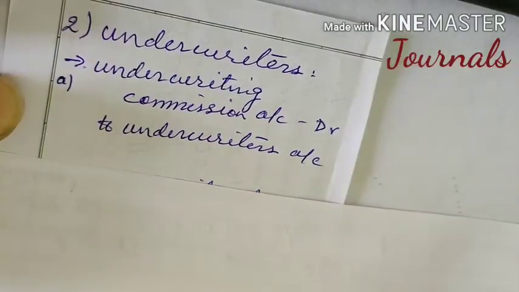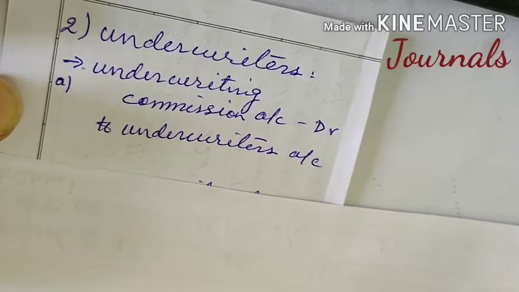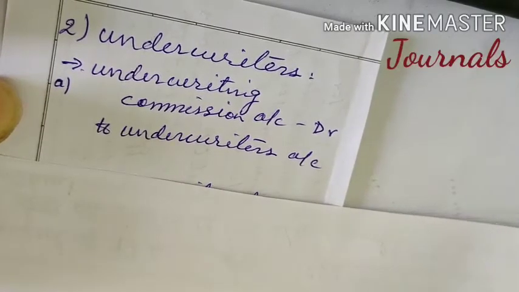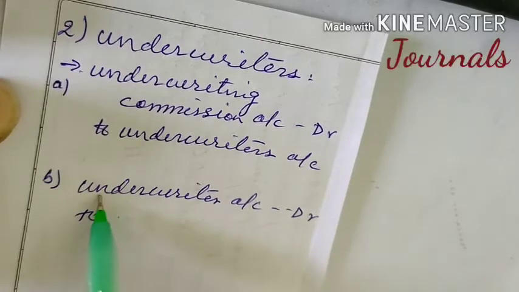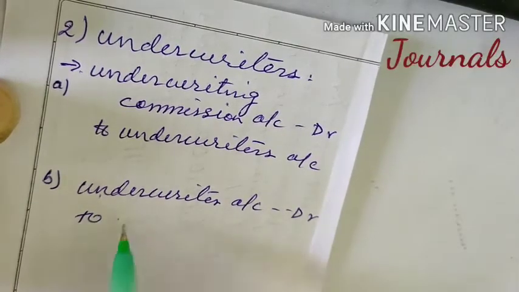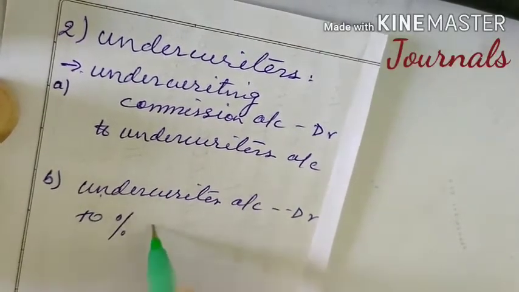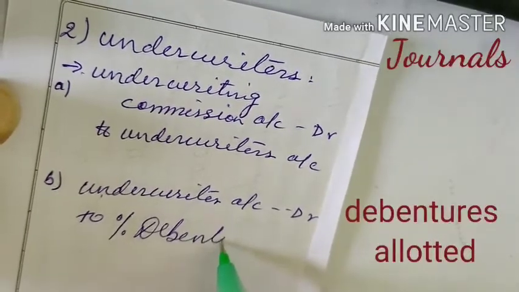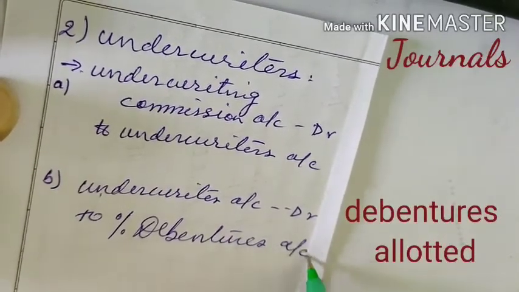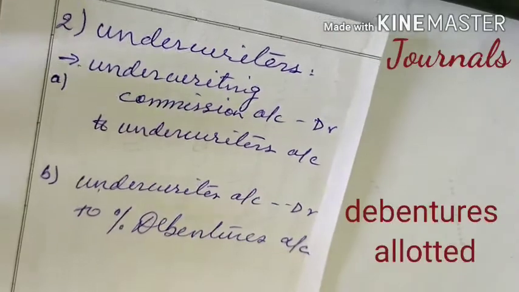Now the second entry for allotment of debentures for the commission due. So you have underwriters account debit to percentage debentures account. This is the second entry.